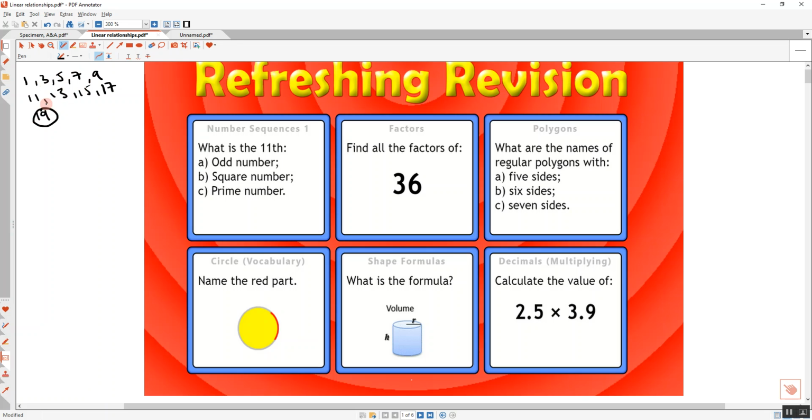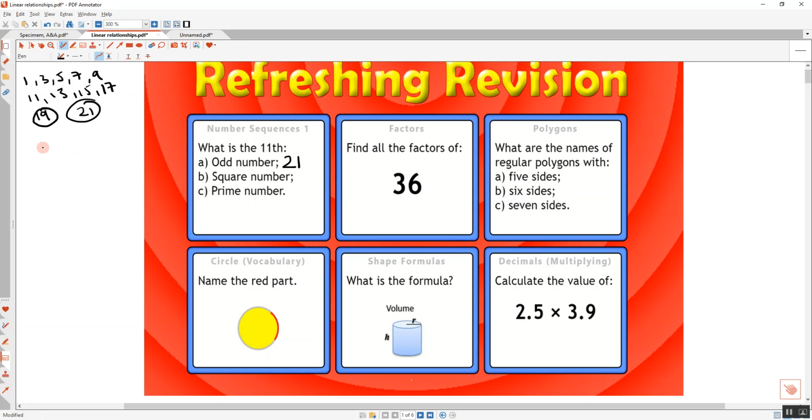1, 3, 5, 7, 9, 11, 13, 15, 17. Have I made a mistake? Yeah, you have. Have I? Where? That's 9, so that's 10, so it's 21. 1, 2, 3, 4, 5, 6, 7, 8, 9, 10, 11. Exactly. Good job, Maya. I can't count. Okay, 21.